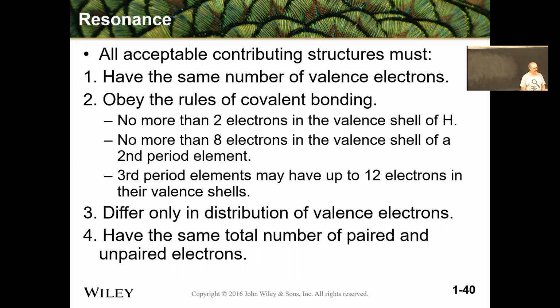We've alluded to some of this, but all acceptable contributing structures must have the same number of valence electrons. We can't gain or lose any. They have to obey the rules of covalent bonding. Hydrogen can only have one bond or two valence electrons, and no more than 8 electrons for second row elements: boron, carbon, nitrogen, oxygen, fluorine. Third period elements can have up to 12.